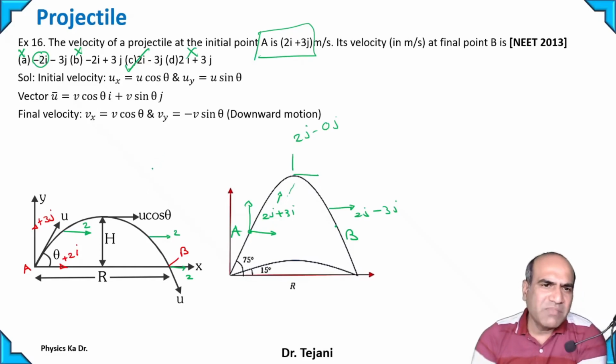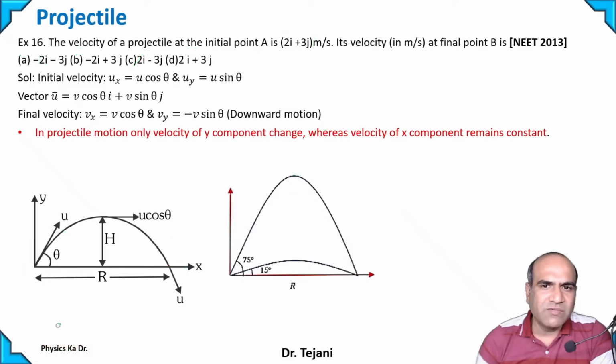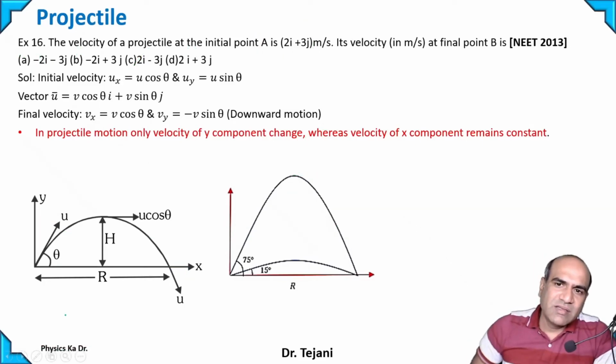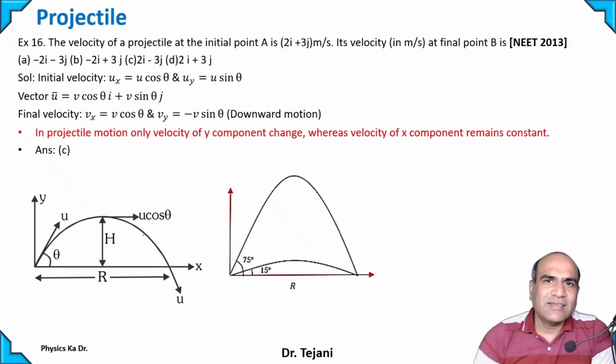So we know that the downward motion shows the final velocity, and therefore in projectile motion only the velocity y component changes, whereas the x component remains constant. Therefore option number C should be the correct answer. See, this much explanation is not required. You can directly solve by yourself.